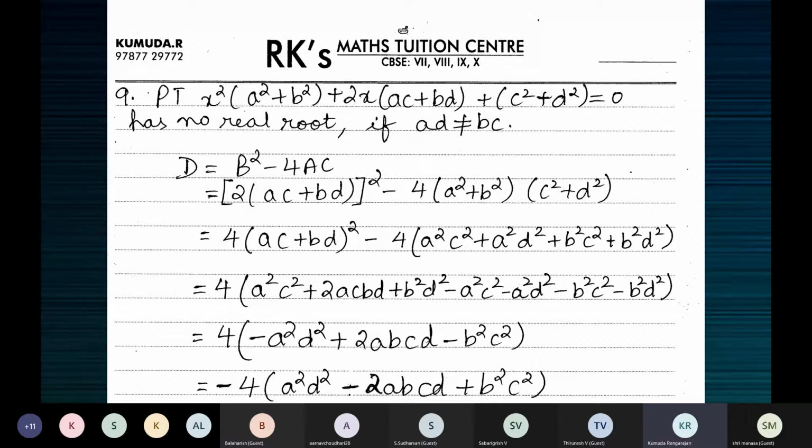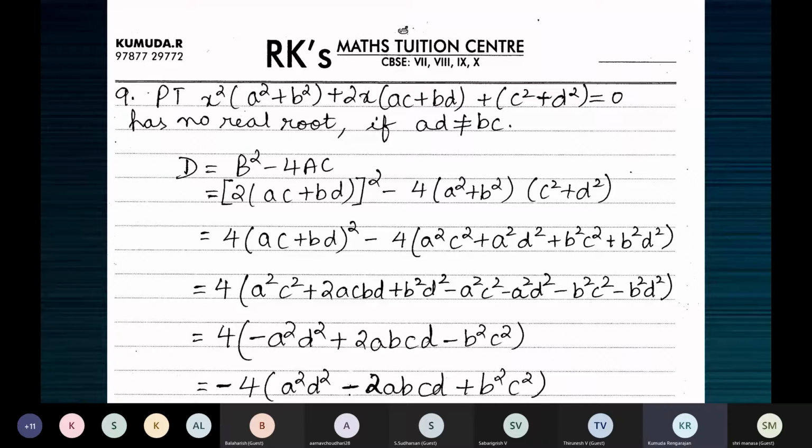We have finished this one, but let's just recall this. So here it says prove that x squared of a squared plus b squared plus 2x of ac plus bd plus c squared plus d squared is equal to 0. This quadratic equation has no real roots if AD is not equal to BC.